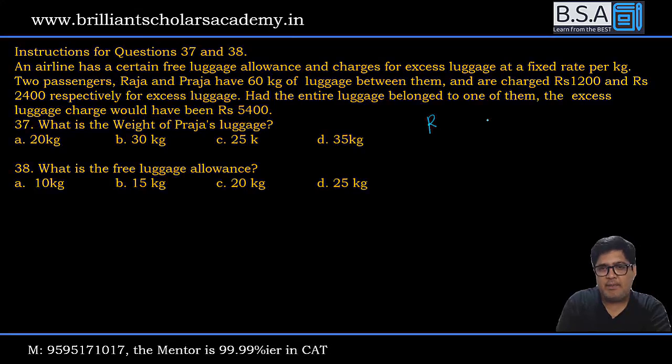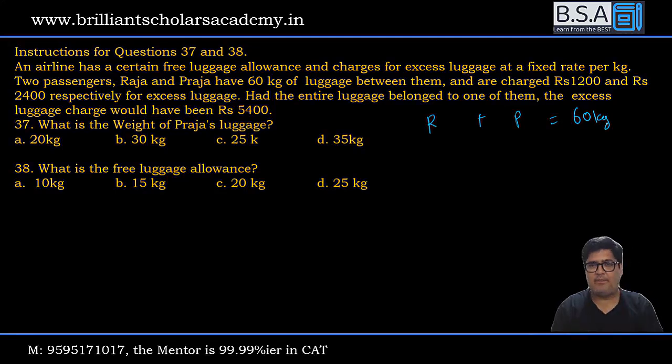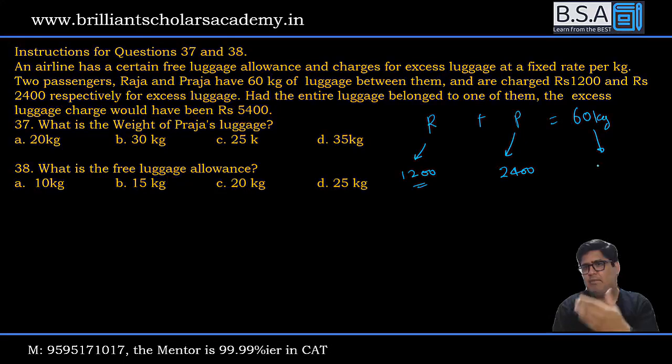Raja and Praja carry 60 kilograms of luggage among them. This person is paying rupees 1200. This person is paying the money as 2400. And this person, the one who carries everything, is paying 5,400 rupees as luggage allowance.